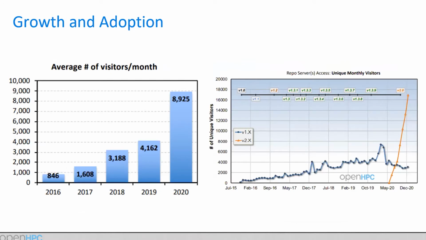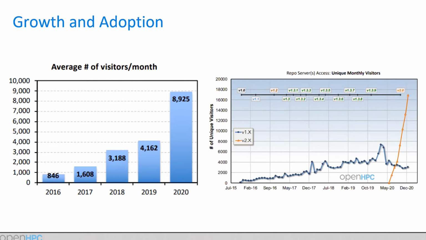OpenHPC has seen fairly broad growth since its inception in 2016. I can't provide specific information on the total number of actual implementations or clusters built with OpenHPC, but we do collect statistics on how often and how much our repositories and site are accessed. And you can see it's been a consistent growth of the project over time.